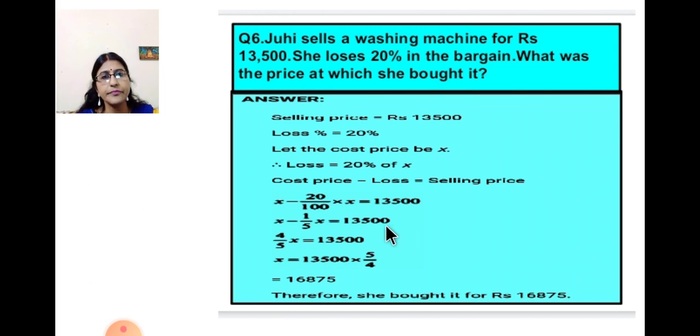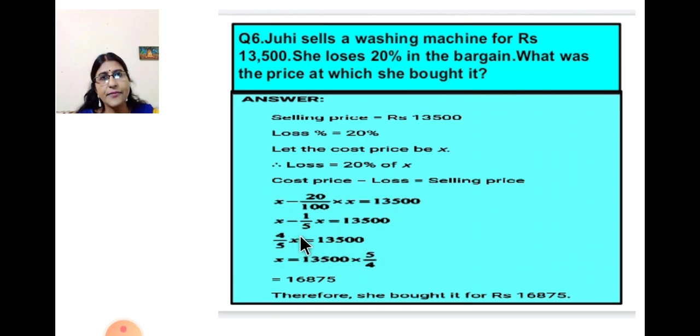13,500. Now what you will do? Here there is no, you can write 1 here and taking the LCM of 1 and 5, you will get 5, and then here 5x minus 1x is 4x. So directly here it is written. If you want, you can add one more step, 5x minus 1x upon 5. And 5x minus 1x is 4x. 4x upon 5 is equal to 13,500.